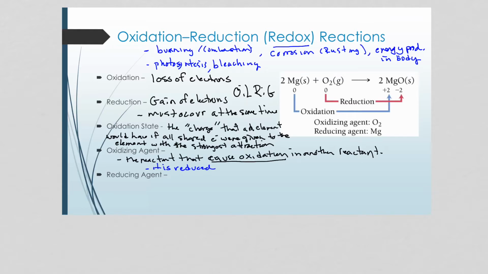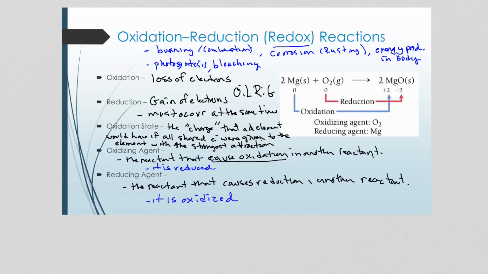Now the reducing agent is just the opposite, right? The reducing agent is the reactant that causes reduction in another reactant. And of course, it itself is going to be oxidized, so by causing something else to undergo reduction, it is oxidized.